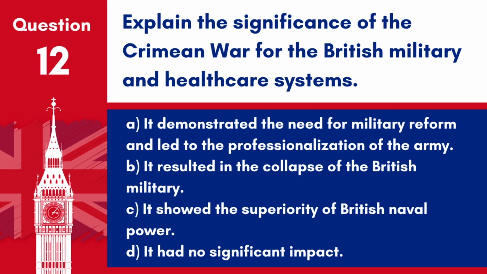Question 12. Explain the significance of the Crimean War for the British military and healthcare systems. A. It demonstrated the need for military reform and led to the professionalisation of the army. B. It resulted in the collapse of the British military. C. It showed the superiority of British naval power. D. It had no significant impact. Answer: A. It demonstrated the need for military reform and led to the professionalisation of the army.